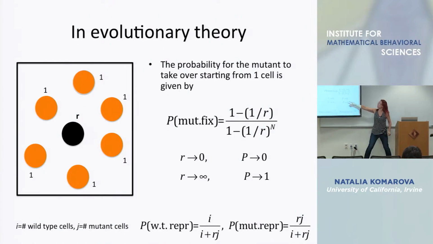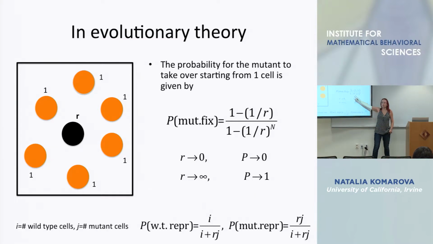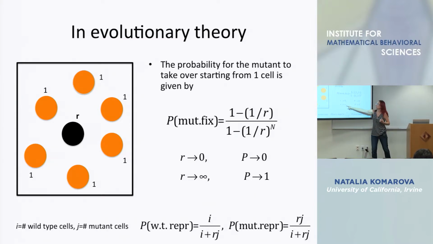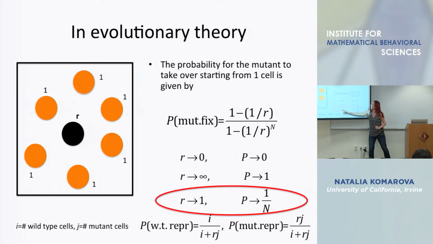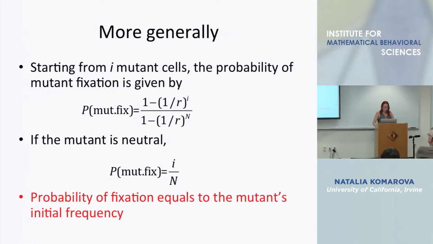For example, if the fitness of mutant is 0, then the probability of its fixation is 0. It will never dominate. If the fitness of mutant goes to infinity, then this function will go to 1. With certainty, it will dominate. And for us, what's important is when R goes to 1, so mutant is the same, then the probability of fixation goes to 1 over n. Because everybody is the same, if I start with 1 out of n black cells, the black will dominate with probability 1 over n.